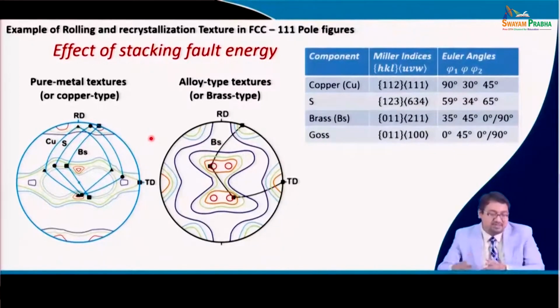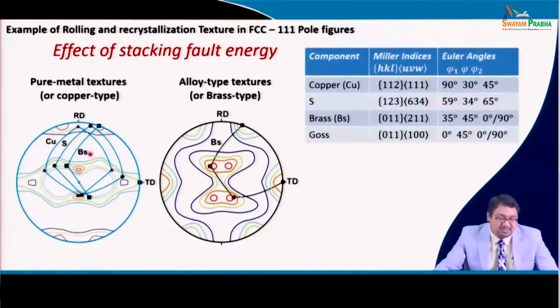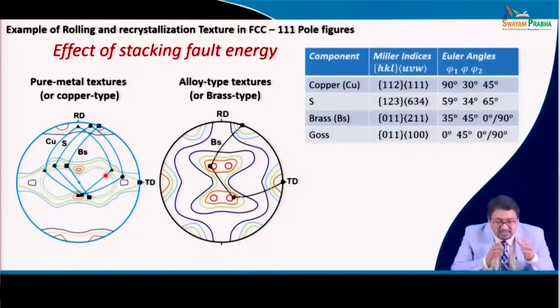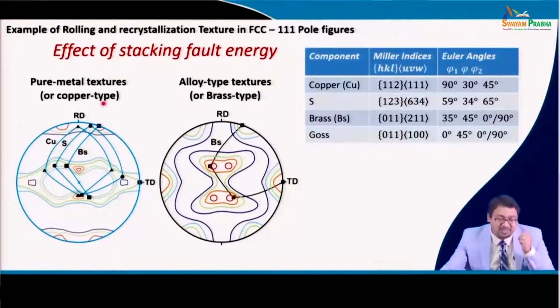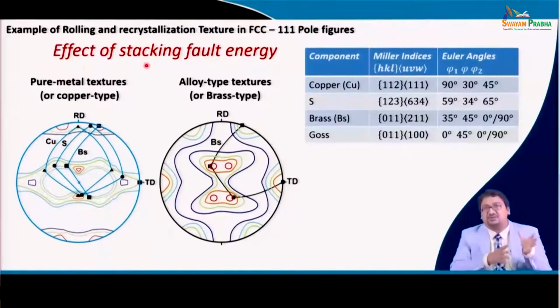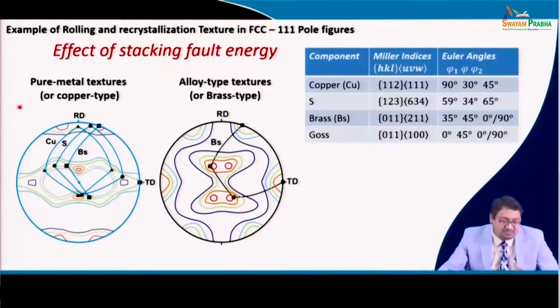So, there is a subtle difference, and then we see the copper components and the S component and the brass components were distinguished in them, and you see that the difference between the texture developed for the copper type and the brass type texture is because of the effect of stacking fault energy, and we have discussed a little about this before. But as you know, high stacking fault energy material during deformation has the facility of cross slipping of screw dislocation and the climb of edge dislocation, leading to easy dynamic recovery, and thereby forms this kind of texture.